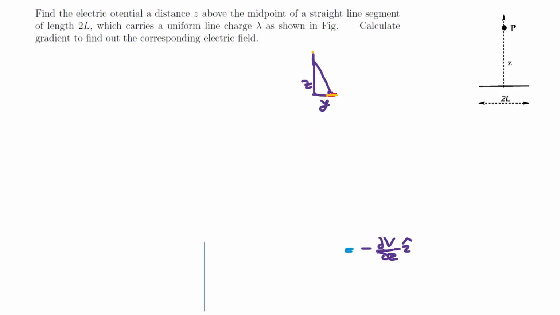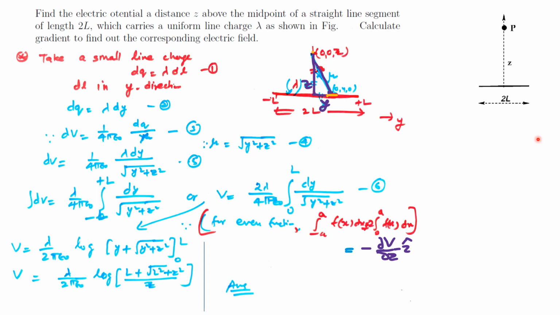Now we will discuss a simple question to understand how we can find the potential, and using this potential, how we can find the electric field. Suppose we have a straight line segment of length 2L carrying a uniform line charge lambda, and we have to find the electric field at point P at a distance z from this wire. First we find the electric potential, and then the electric field, which can be found by the negative gradient of the potential.